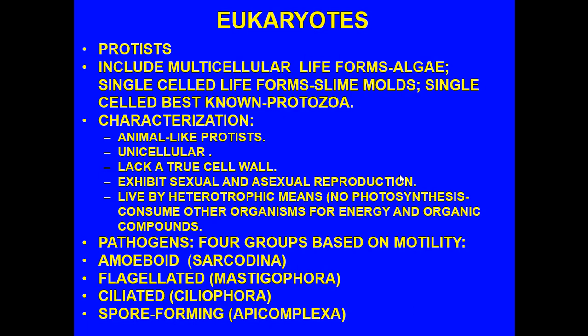Now, for the ones that are pathogenic, we're going to focus in on just 4 groups, and the 4 groups are characterized based on their motility, or how they move. We have the amoeboid, which is Sarcodinia, the flagellated, which is Mastigophora, the ciliated, which is Ciliophora, and the spore-forming, which is Apicomplexa.